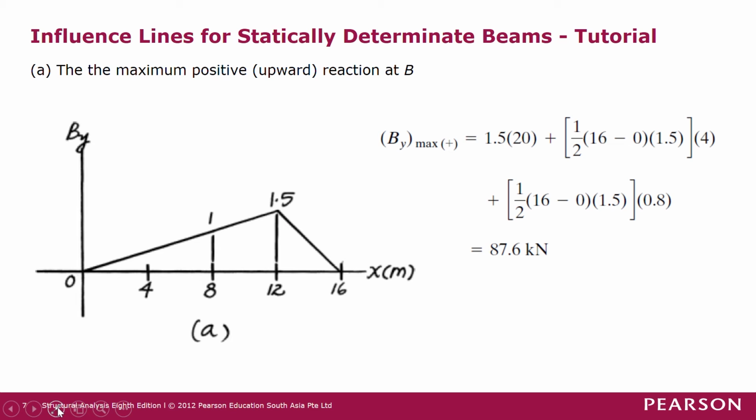So at B we have an influence line like this, which is the same as the influence line that we have drawn just now, where the peak value is 1.5 at 12 meters. Now we have three loads here. One is a dead load of 0.8 kilonewton per meter length. Another load is a 4 kilonewton per meter length live load, which is moving. And another load is the point load, which is 20 kilonewton.